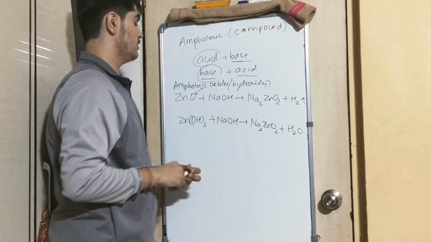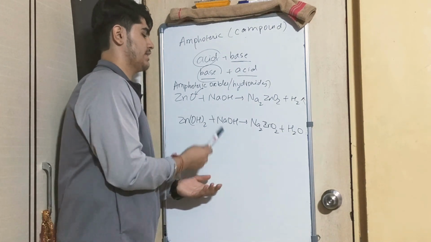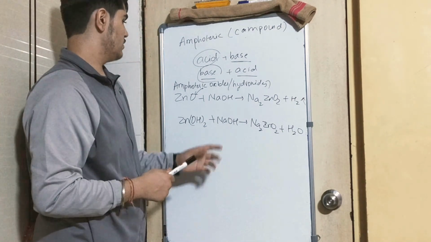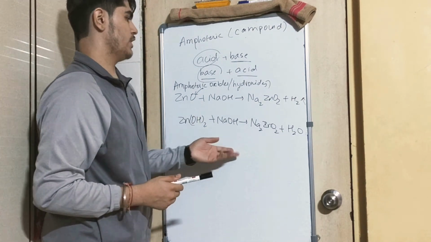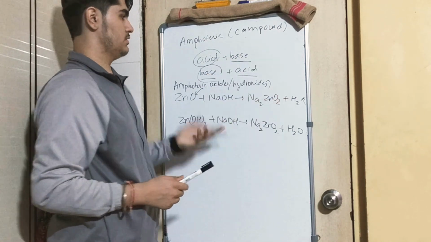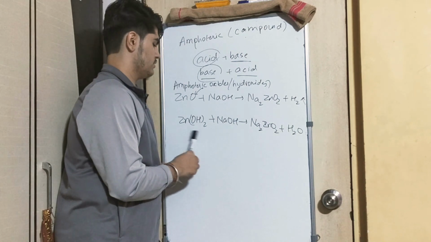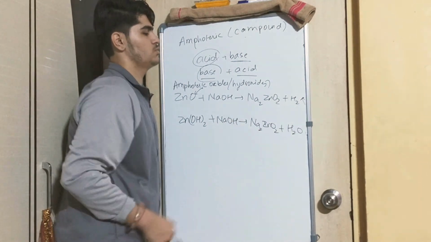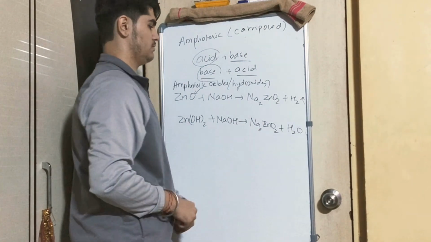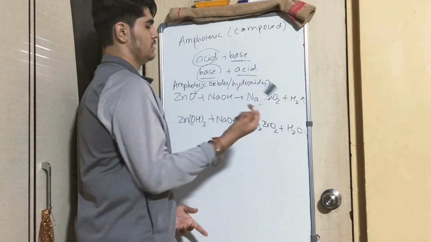The same reaction happens when you react with KOH. When you react ZnO plus KOH, you will get the same thing. It is the one which I had shown above. And if you react with Zn(OH)2, you will just get H2O, no change in the product. That is, you will get K2ZnO2.